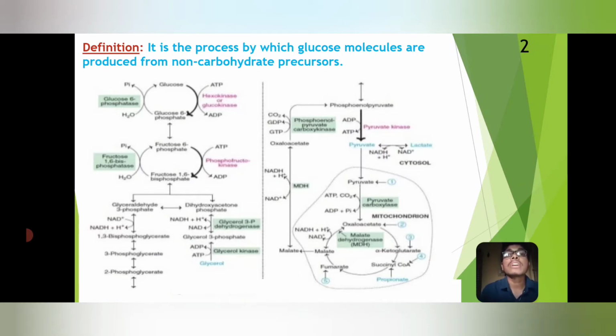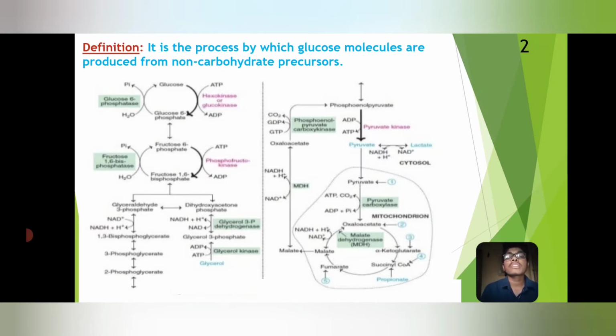Then this gives the two trioses, glyceraldehyde 3-phosphate and dihydroxyacetone phosphate. Glycerol is converted to glycerol 3-phosphate by glycerol kinase, with the conversion of ATP to ADP. Glycerol 3-phosphate is converted to dihydroxyacetone phosphate by the enzyme glycerol 3-phosphate dehydrogenase, with the conversion of NAD to NADH2. Then glycerol 3-phosphate interconverts with dihydroxyacetone phosphate.